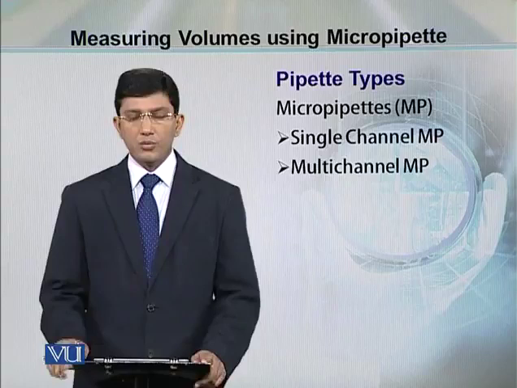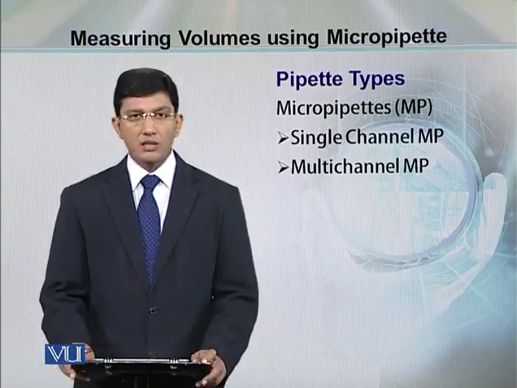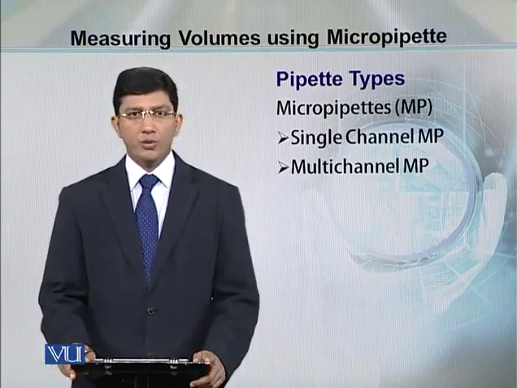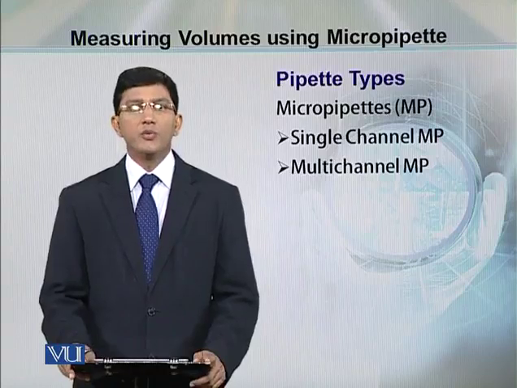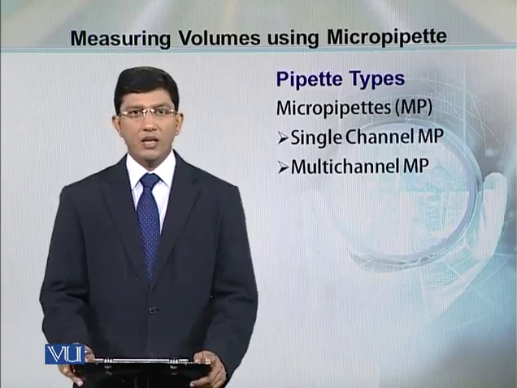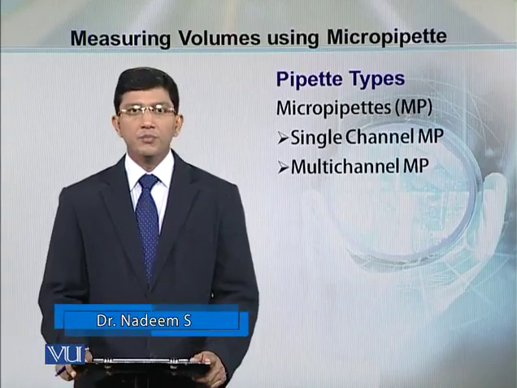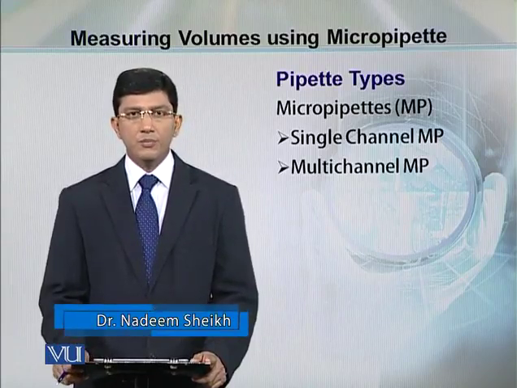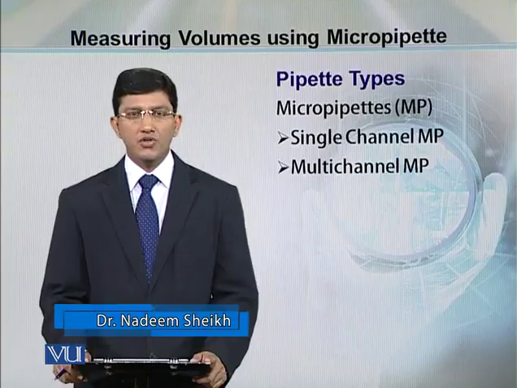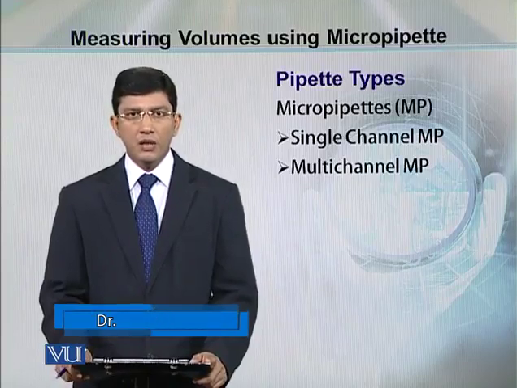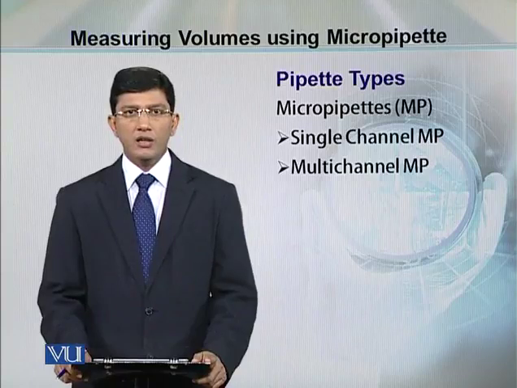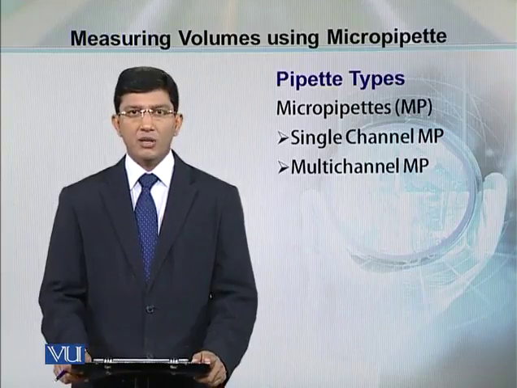To measure a volume less than 1 milliliter, we use micropipettes because the volumes which we need to measure are in microliters. These micropipettes are of two types, single channel micropipette and multiple channel micropipette. The function and the principle of their working is similar.